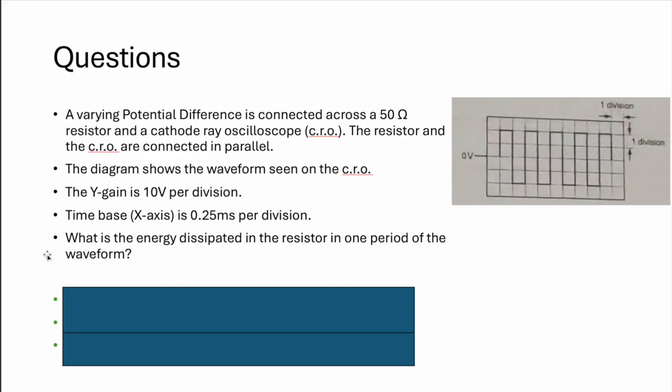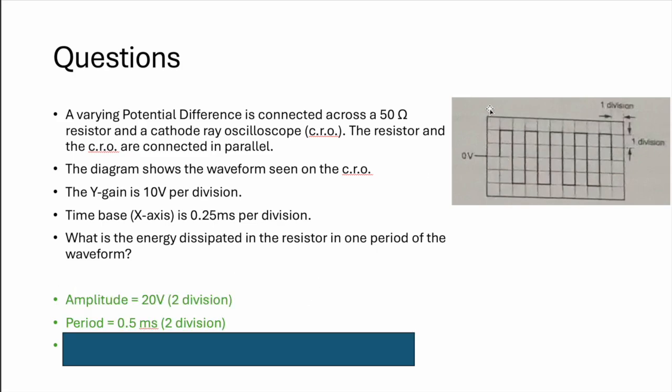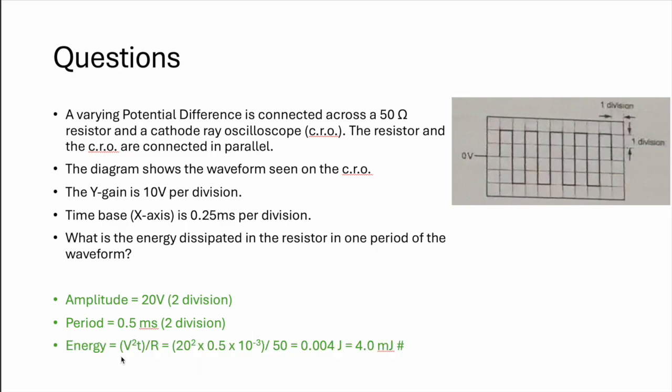So one period is just a sine wave, so it's one up, one down, one S shape. Time taken is 2 units. Then the amplitude is 20 volt because there are 2 divisions. So the energy is E equals PT, or rather V squared over R times T, and you plonk in all the values and you will get this value. So you can see in physics, formula is very important.